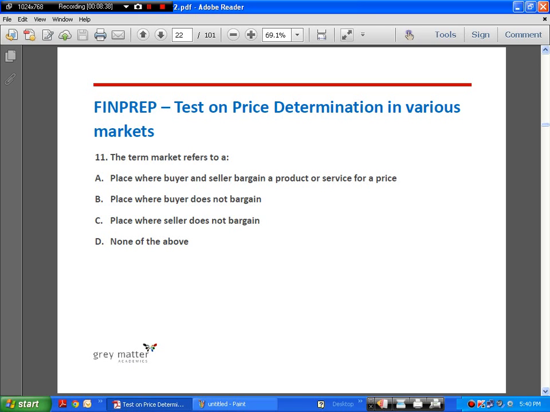So we find that a market need not always be a physical atmosphere or physical place that is existing at a particular location. A market exists where buyer and seller meet and they bargain over a product and clear the market for a particular price. Therefore, both buyer and seller have bargaining power, and the right answer is option A, place where buyer and seller bargain a product or service for a price.